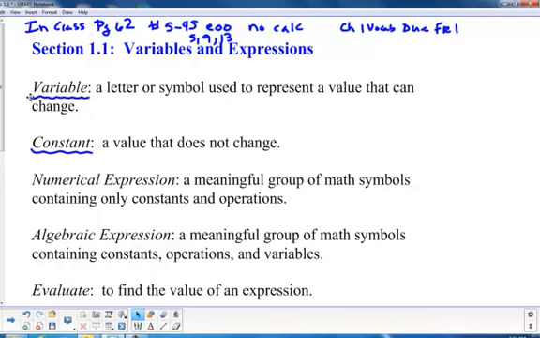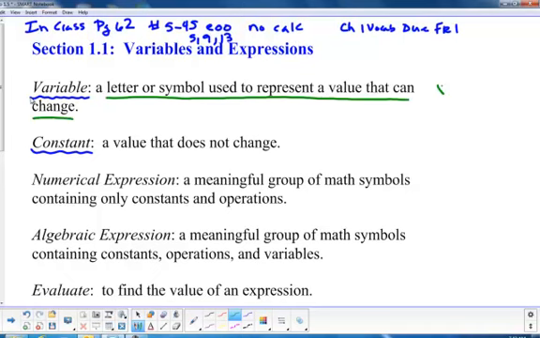So we will start with some definitions. A variable is a letter or symbol used to represent a value that can change. That's x, y, z, a, anything like that. A constant is a value that does not change. So if you had like 5x, 5 is the constant, the number in front of x.